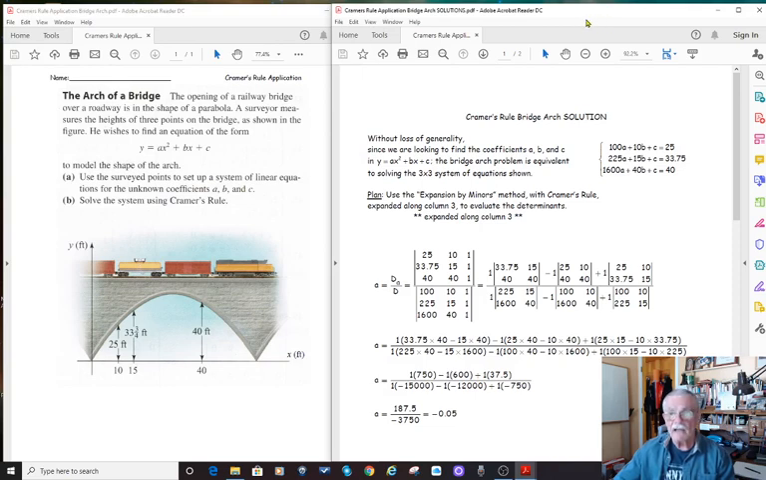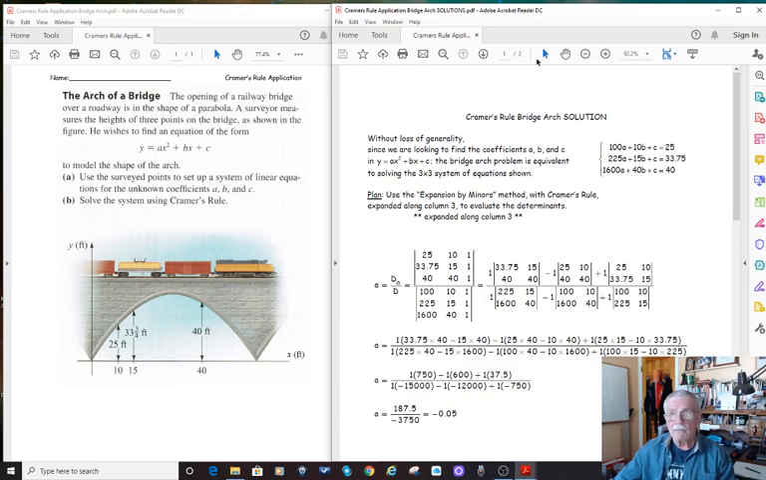Without loss of generality, since we're looking to find the coefficients a, b, c, now we're used to using x, y, and z, but we have to be a little bit mentally flexible here. We're looking for a, b, and c. Okay, and the equation y equals ax squared plus bx plus c, the bridge problem, is equivalent to solving this 3x3 system of equations. And the plan is to use expansion by minors with Cramer's rule. And since these coefficients are 1 here, I think it might be wise to expand along column 3.